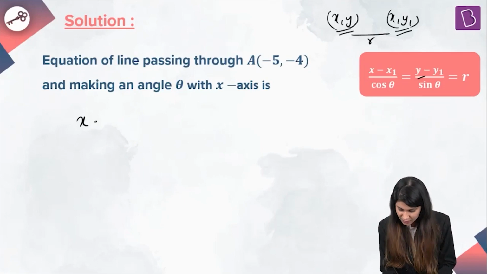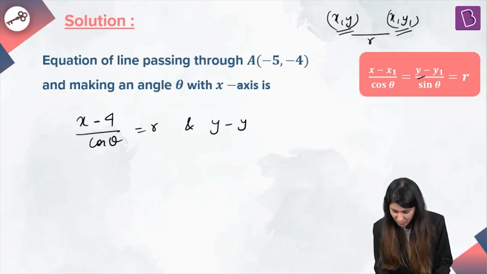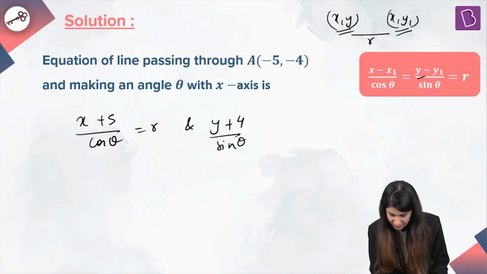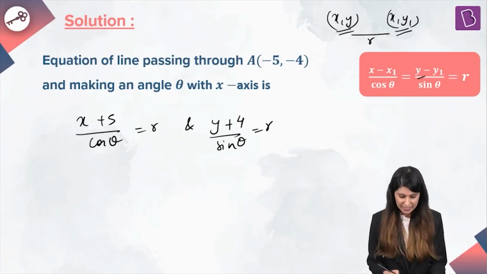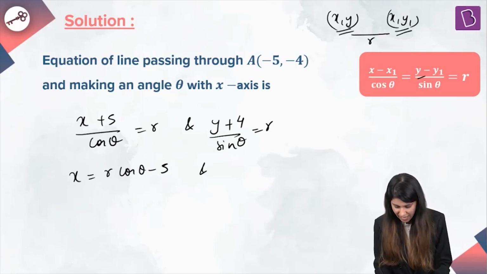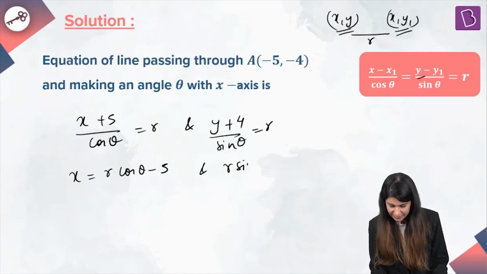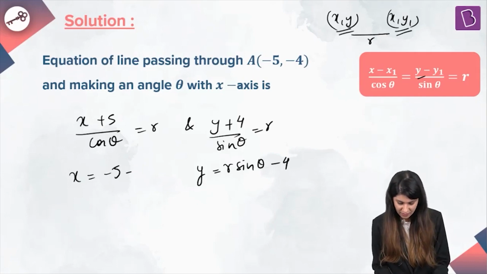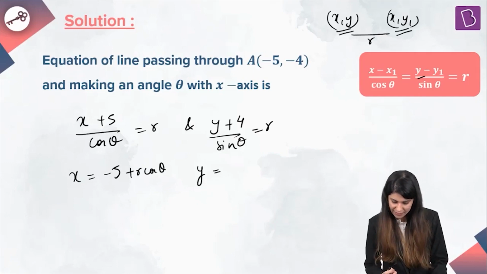I get (x minus x1) by cos theta equals r, and (y minus y1) by sin theta equals r. That means x plus 5 by cos theta, and y plus 4 by sin theta, equals r. If I calculate the value of x, it will be r cos theta minus 5, and r sin theta minus 4 will be the value of y. Or let us write it as minus 5 plus r cos theta, and minus 4 plus r sin theta.